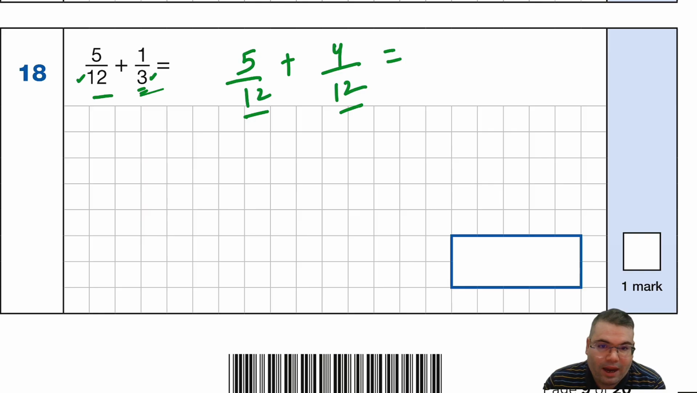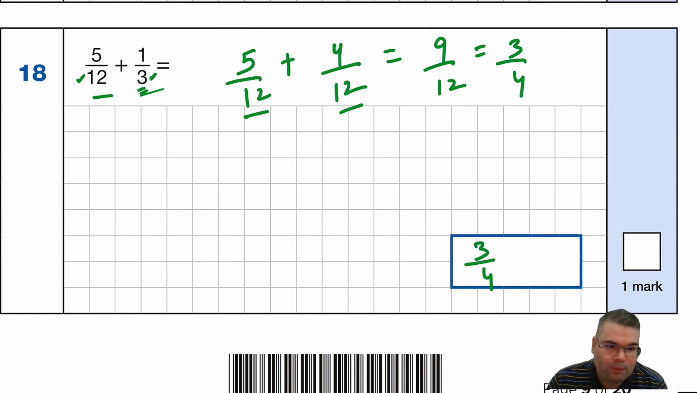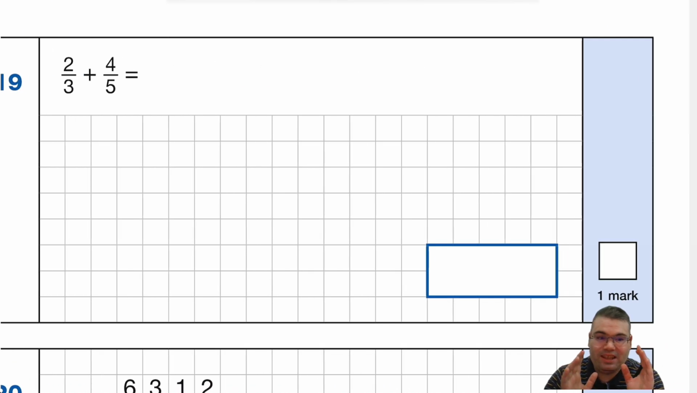So we can just add simply. So this is 9 over 12. When you solve it further, it will be 3 by 4. So you can write 9 over 12 or 3 by 4. Both are correct.